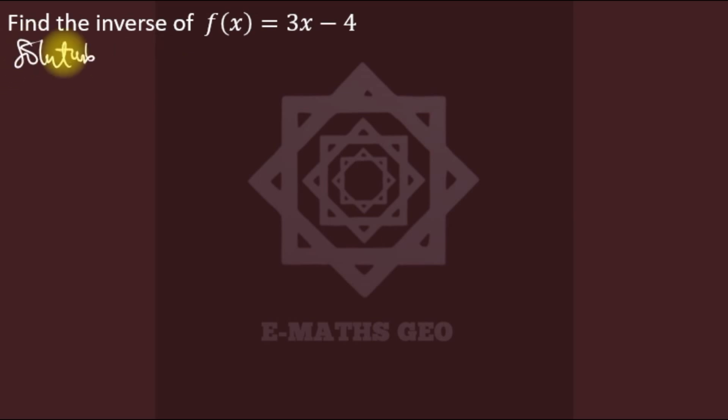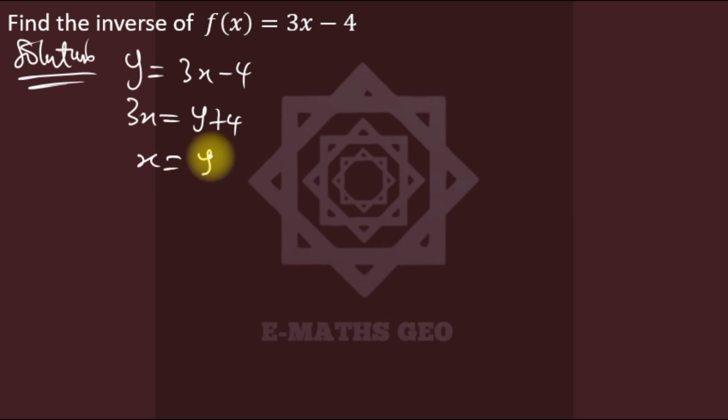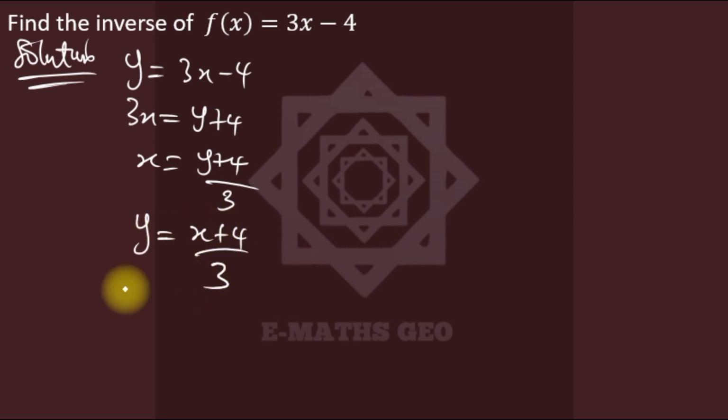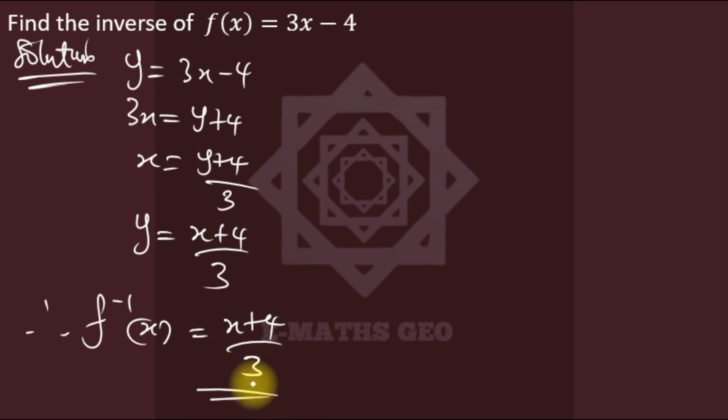So we are given in terms of y. We are given that y is 3x minus 4. So the first step is to write in terms of x. So solve for x. So 3x is y plus 4. x is now y plus 4 over 3. So the second step, we interchange x and y. So the result is now our inverse. So that's the inverse of this function.